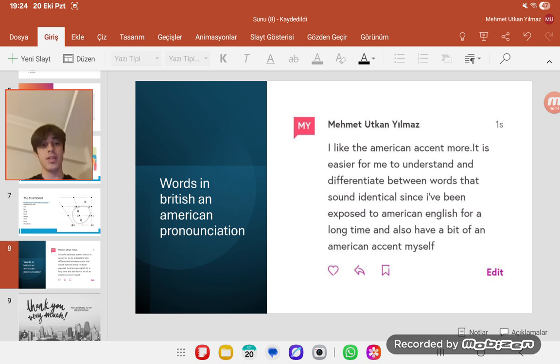American accent has always been familiar for me because even with identical words like heart and hart in American English, I can pretty much differentiate between them. But when it comes to other accents, like the British accent, for example, it's extremely hard for me to differentiate between those words. I sometimes have difficulty understanding the British accent myself. So the American accent has always been much more familiar for me.